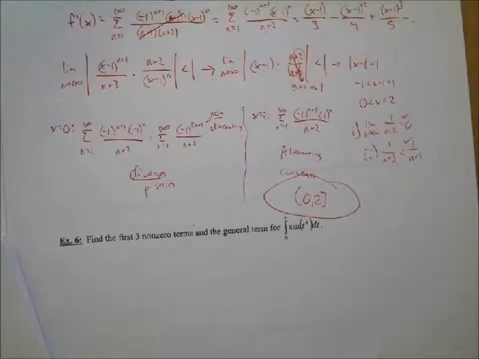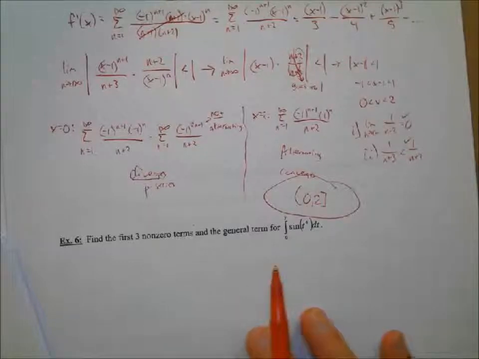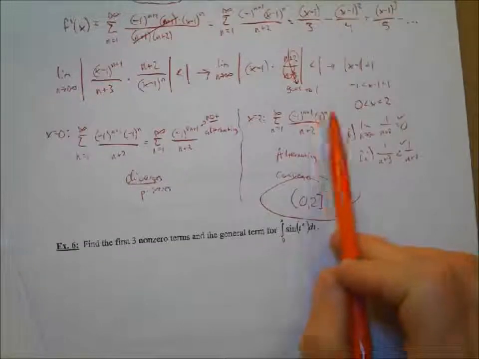A 2-day test. Yes? I get why you don't include the 0, but why do we include the 2? So you're okay with not including the 0? Yeah. Okay, so check the 2, right, and you end up with this.